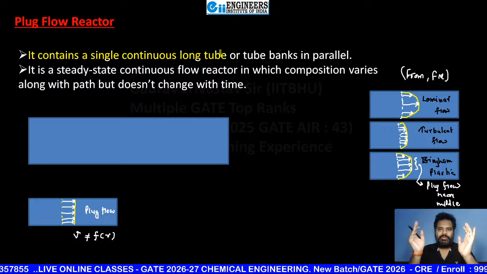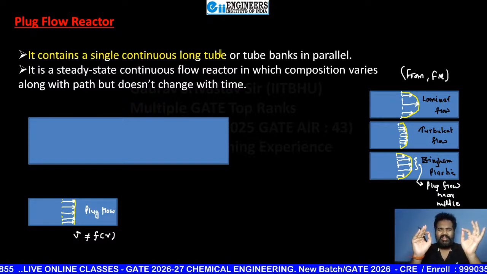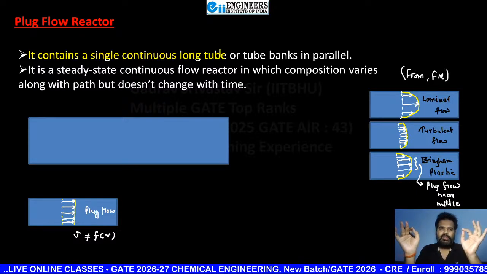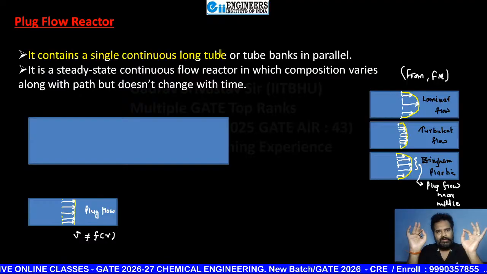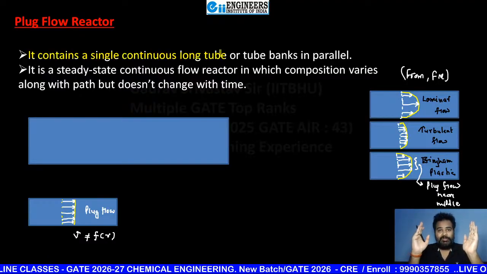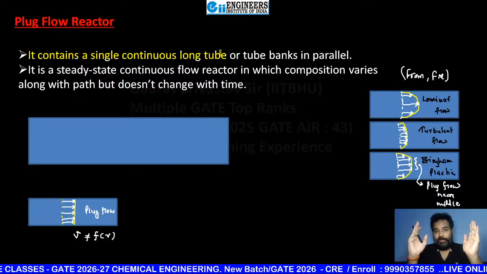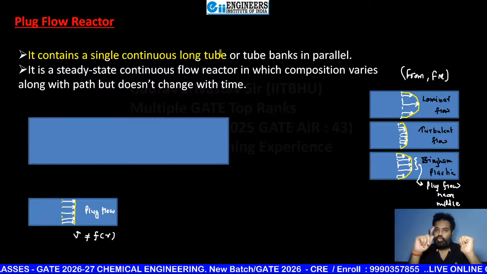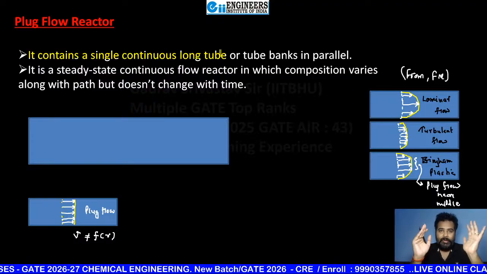A short tube can also be used, but in a short tube the residence time is very less. That's why in industry the reaction does not happen in short tubes. Why? Because the residence time is very less and the reaction is not going to complete there. So definitely you have to give enough time for the reaction.